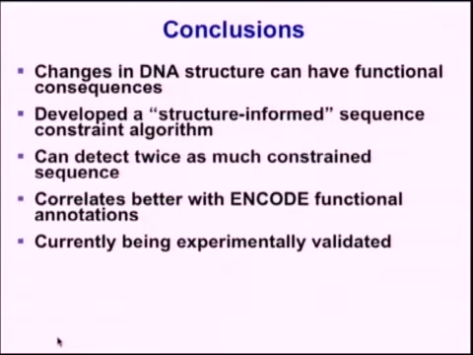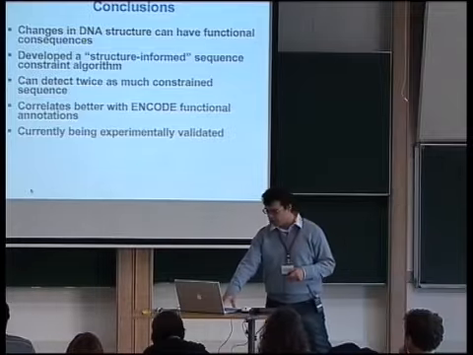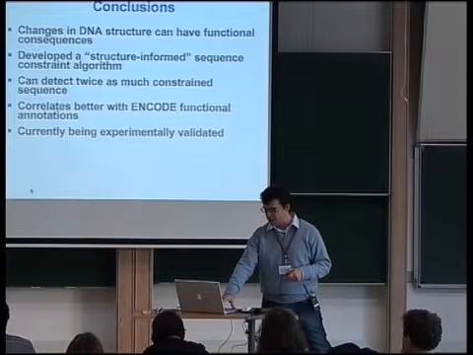So just to wrap up, I think I've shown you that changes in the DNA structure can have various functional consequences. We've developed what we're now calling the structure-informed sequence constraint algorithm, which seems to detect twice as much constrained sequence at the same statistical confidence. It also seems to correlate better with many of these ENCODE functional annotations, and we're currently undergoing many of the various experimental validations with these data sets.